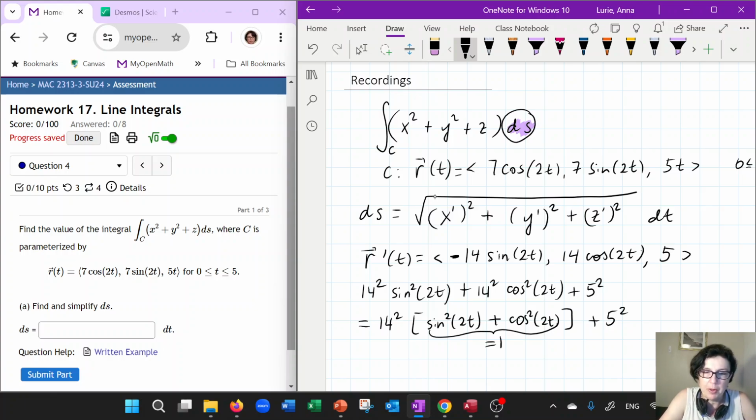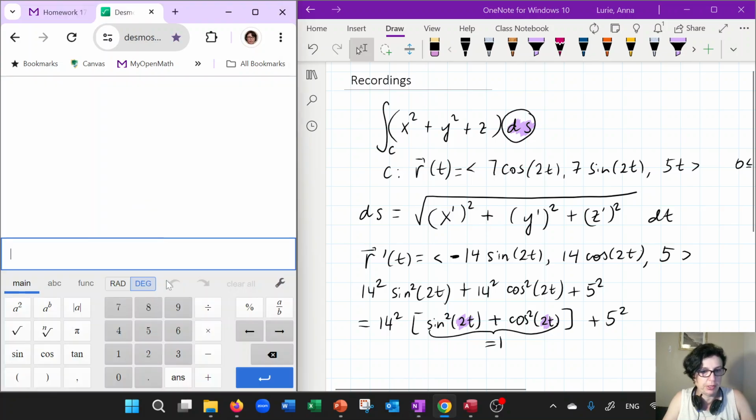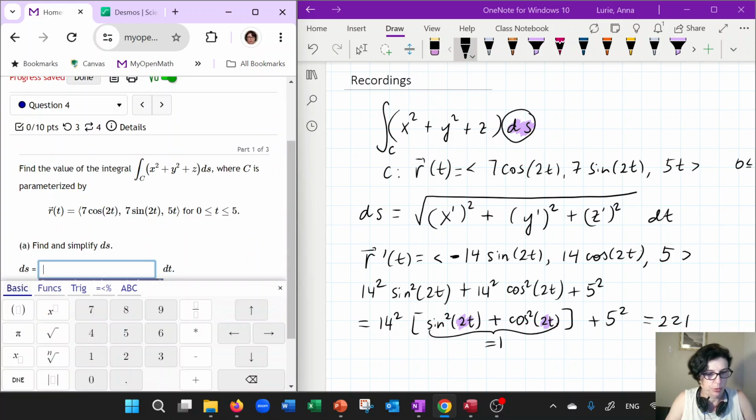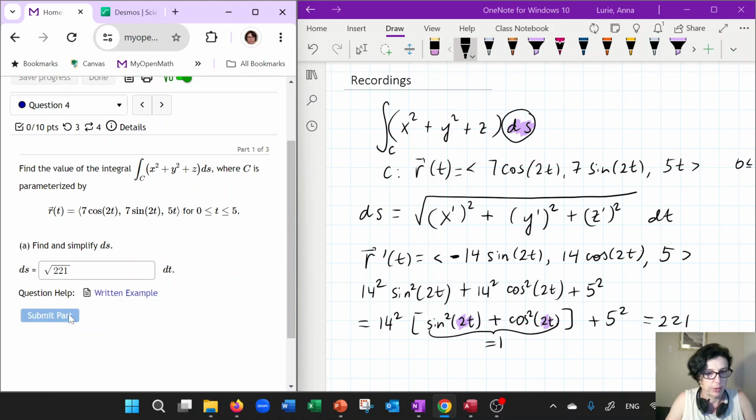Now, if you're wondering, what about that 2t? Does it matter that it's 2t? Will it become 2 or something like that? The answer is no. As long as the argument is the same, so it's 2t, it could be anything, as long as they're the same, sine squared plus cosine squared will always be 1. So if we compute 14 squared and 5 squared, that's going to be 221. Okay, so this will be 221. Now, that would be under the square root. So if they're asking you what is ds, that should be the square root of that 221.